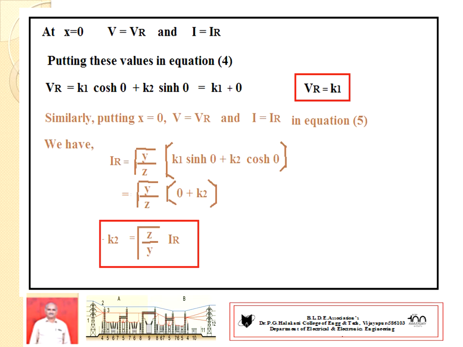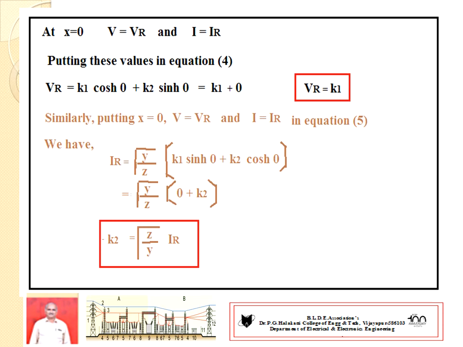At x equal to 0, we are getting the situation at the receiving end point. So, at the receiving end condition, voltage equals VR and current equals IR. That means V equals VR and I equals IR. Putting these values in equation 4, VR equals K1 cosh 0 plus K2 sinh 0, this becomes only the K1 term. Hence, VR equals K1, one constant has been determined.